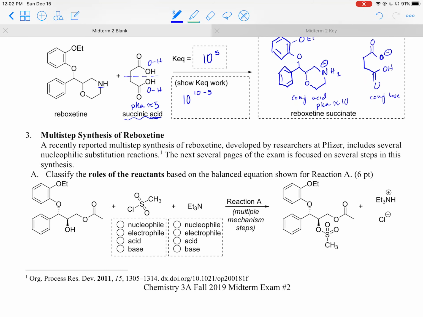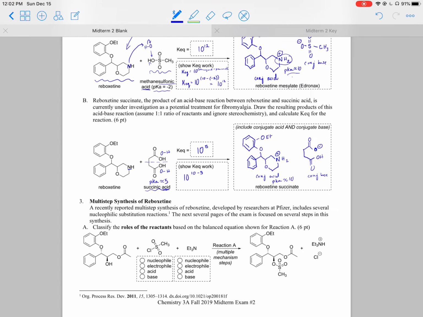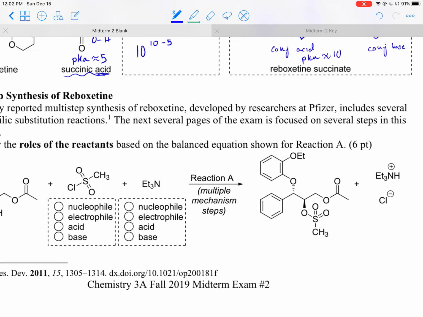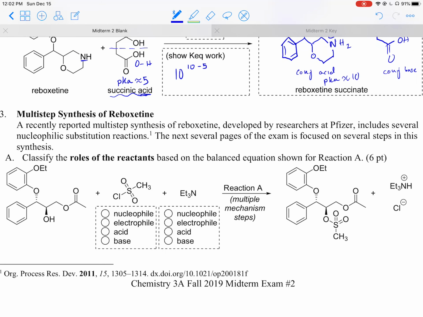Anyways, so the third question on this page is 3A. And it says classify the roles of the reactants based on the balanced equation for reaction A. So we have to look at the reactants and the products in this case to determine what each of these things are. So let's look at this amine. It becomes an ammonium. So it goes from 3 ethyl groups on a nitrogen to 3 ethyl groups on the same nitrogen and a hydrogen. So what is something that takes a hydrogen from something else? That's a base, right?